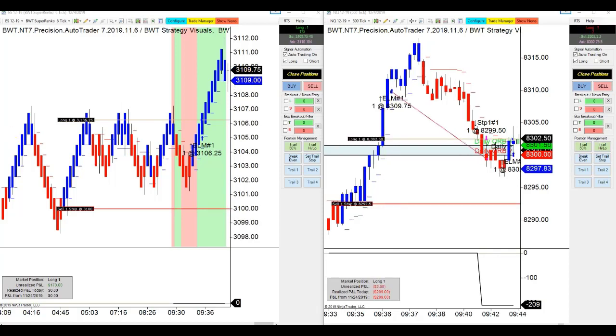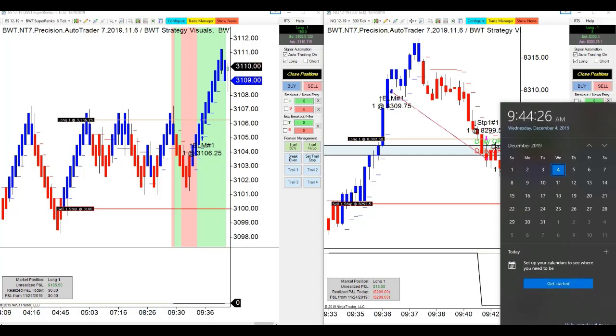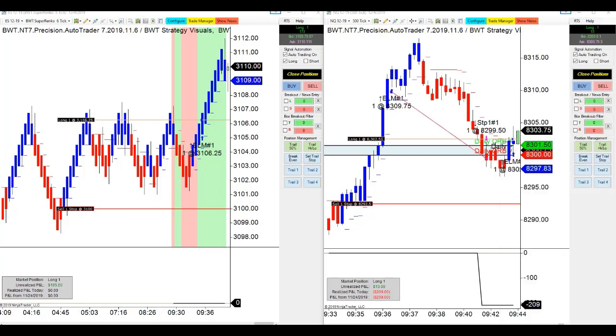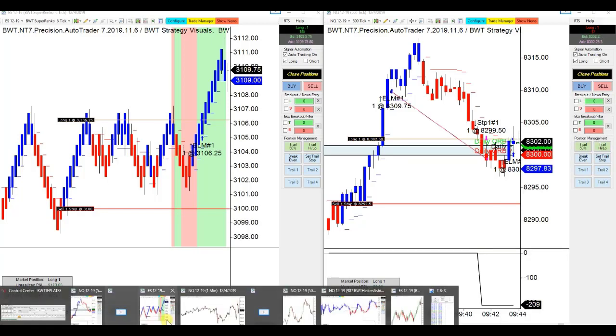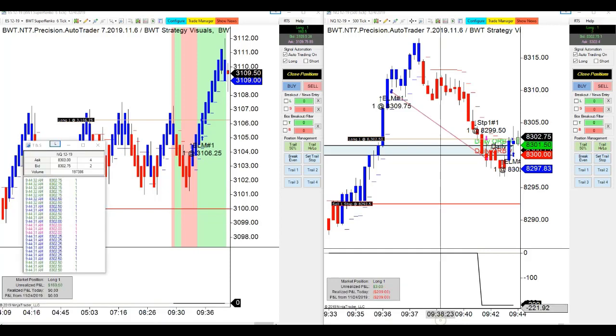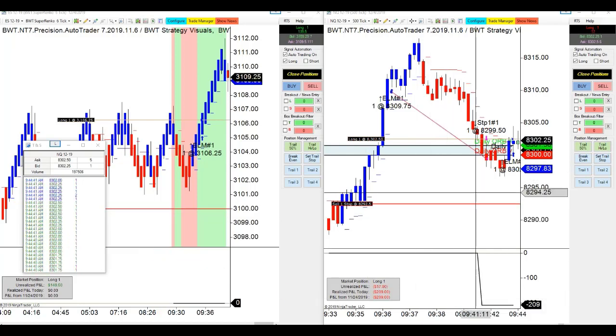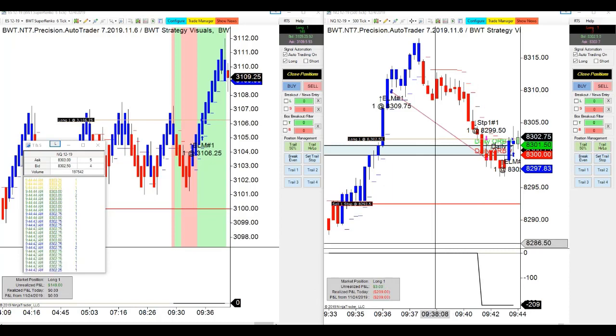All right, so another long as we are above the open range with a blue bar. Trying it again. So they're going to try again. I just got to stay bullish. A bit disappointed with that stop, but the plan remains the same.